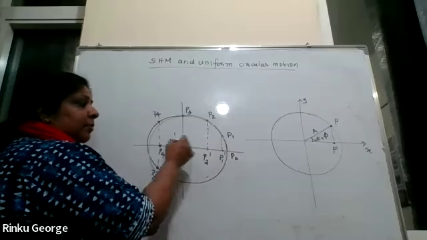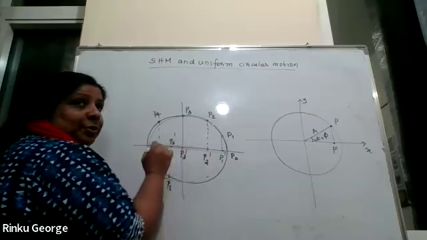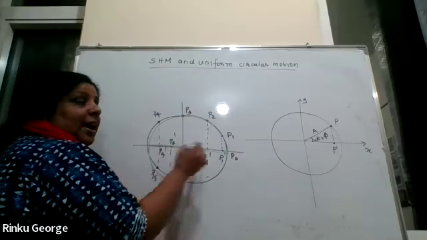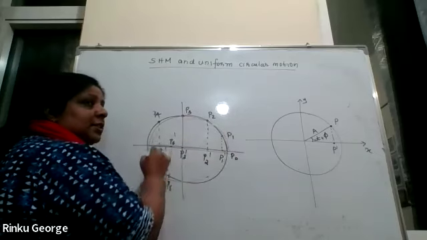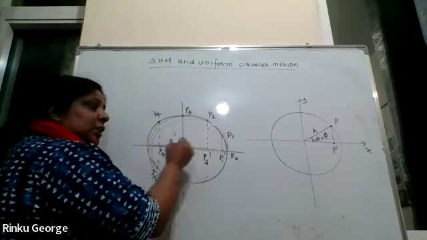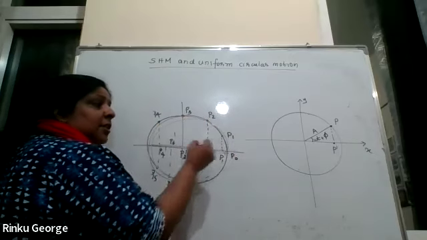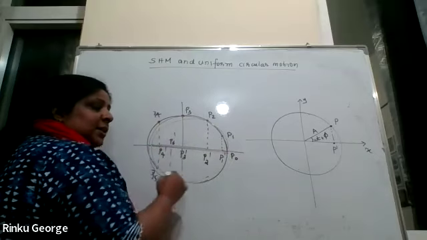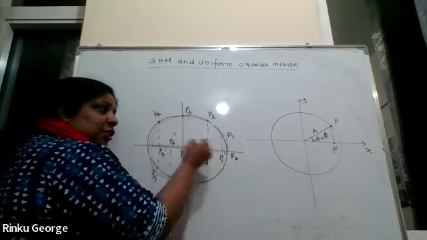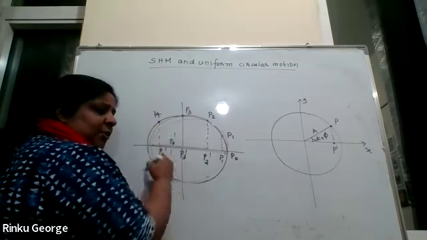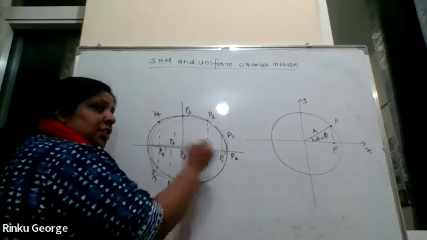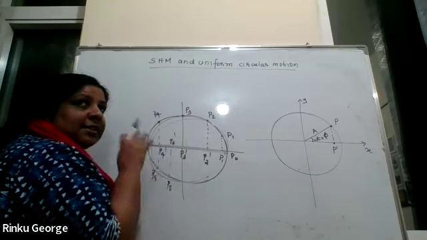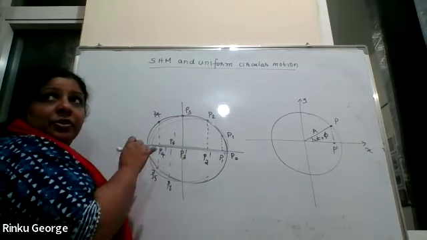It moves to and fro. As the object is moving in the circular path, its projection is moving along the diameter to and fro. As the particle executes circular motion, its projection is in SHM. That is a relation. Understood?